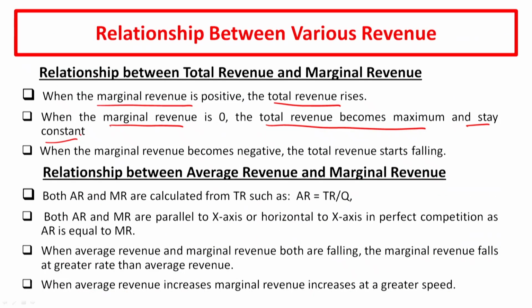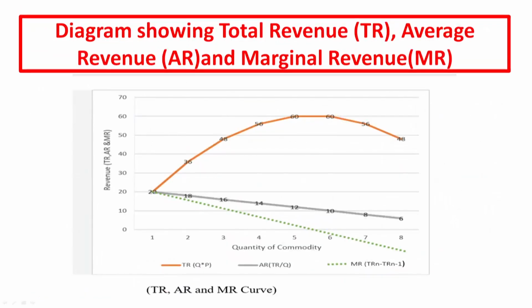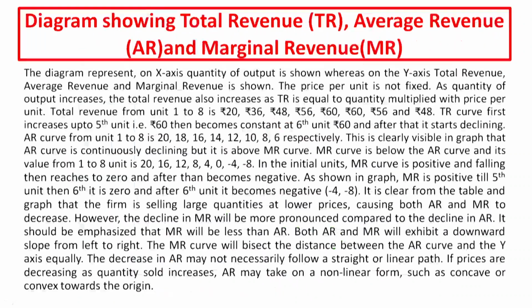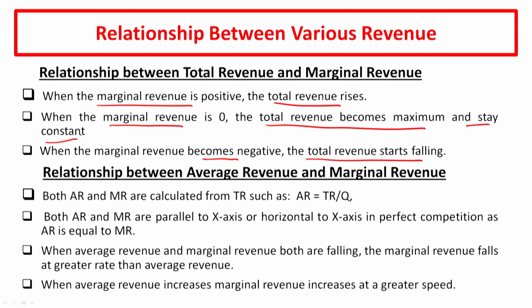And when the MR becomes negative, the total revenue starts falling. Here you are able to see that when MR becomes negative, the TR starts to fall from this unit. So, I hope all these 3 points are clear. That was the relationship between TR and MR. Now, the relationship between AR and MR.